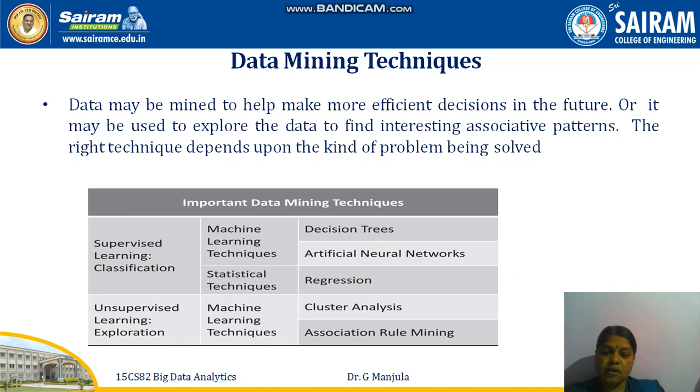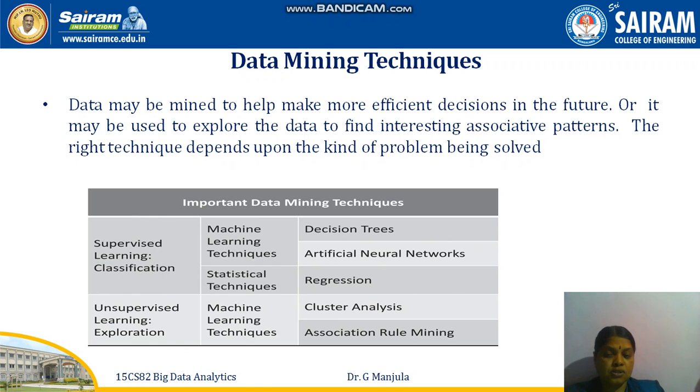Okay, now we are going to talk about some of the important techniques in data mining for compilation. Data mining may be used to help make more efficient decisions in the future, or it may be used to explore the data to find interesting associative patterns. The right technique depends upon the kind of problem being solved. For example, you can see in the diagram the important data mining techniques. One is called supervised learning, another is called unsupervised learning. Supervised learning will always have classification. One is machine learning techniques, or it may be a decision tree, or an artificial neural network, or statistical techniques, which always talk about regressions. So these are the modes of techniques in supervised learning.